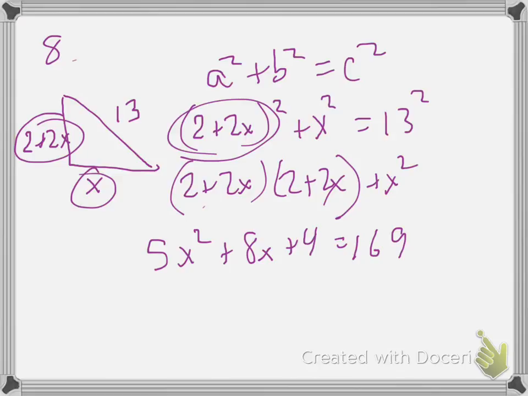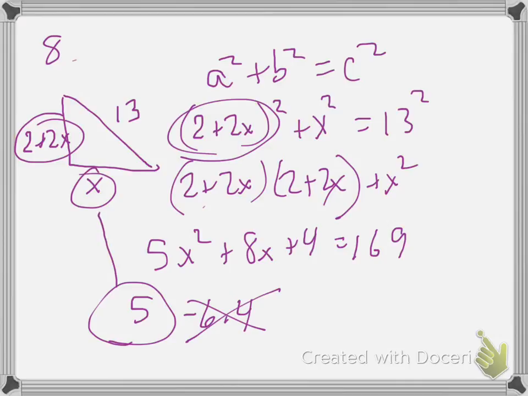One of your answers will end up being 5, and the other answer will end up being negative 6.4, which can't be because we're talking about distance. So 5 must be the answer. So it asks you to find the length of each leg. So now you need to plug 5 in. So this leg right here is 5. You already knew this one was 13. And this one is 2 plus 2 times 5. So that would be 10, 11, that'd be 12. And that's how you do number 8.